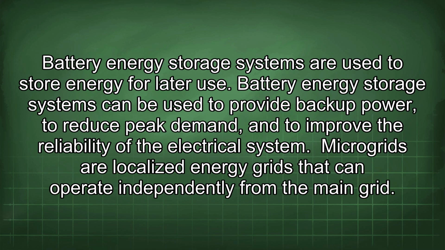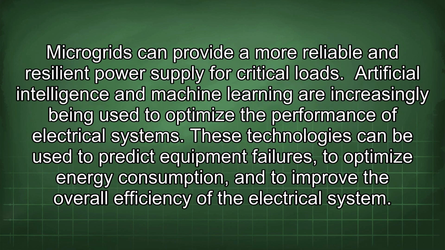Battery energy storage systems are used to store energy for later use. Battery energy storage systems can be used to provide backup power, to reduce peak demand, and to improve the reliability of the electrical system. Microgrids are localized energy grids that can operate independently from the main grid. Microgrids can provide a more reliable and resilient power supply for critical loads.